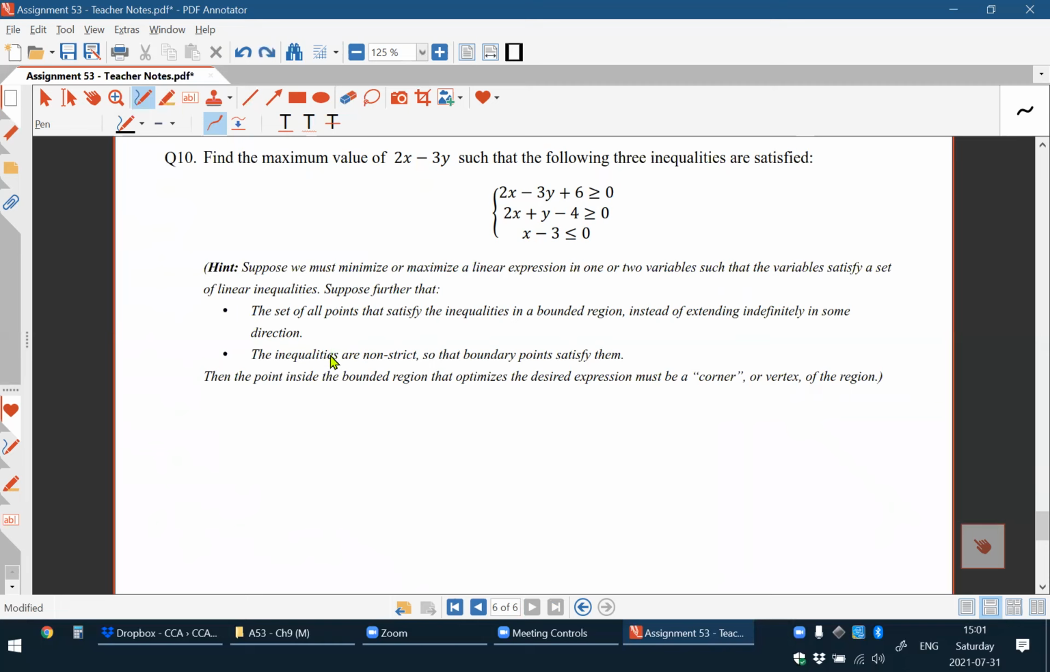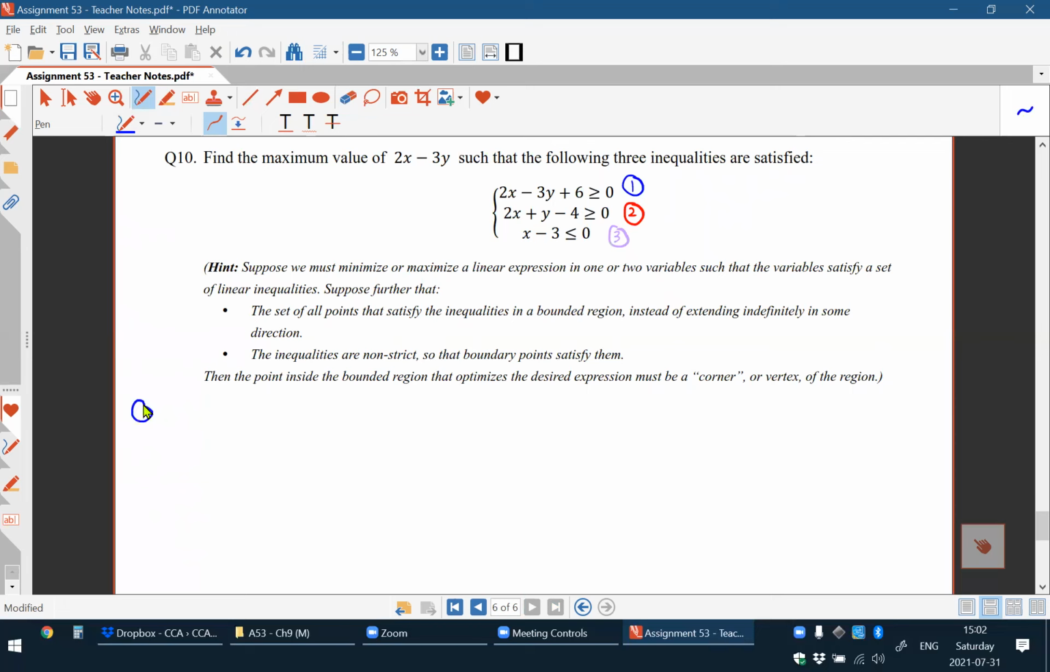Because according to the hint here, the maximum value or the minimum value can only be achieved at vertexes of the boundary region, of the bounded region. Right? Okay, so let's say this is inequality one, and this is number two, and this is number three. We need to find this bounded region first.